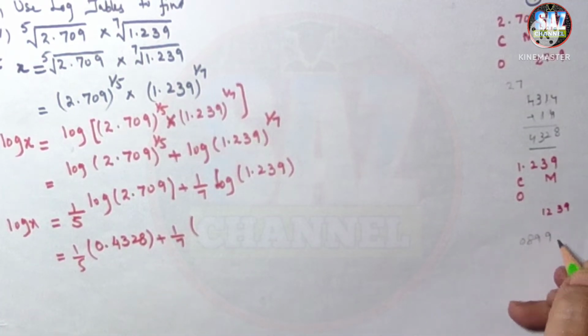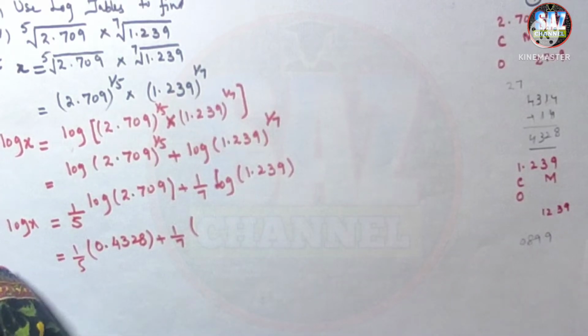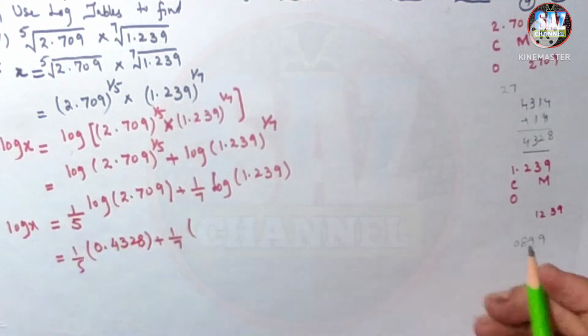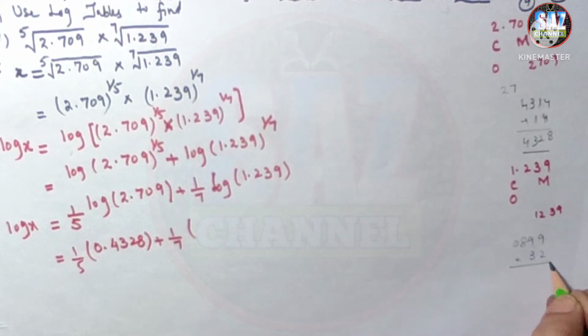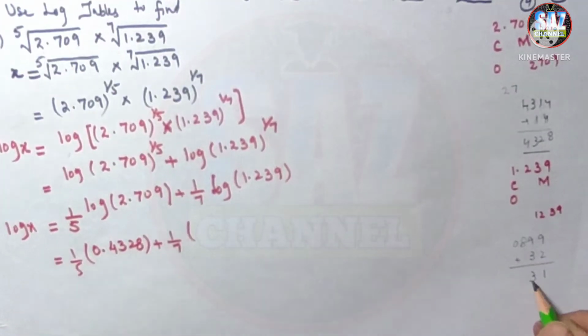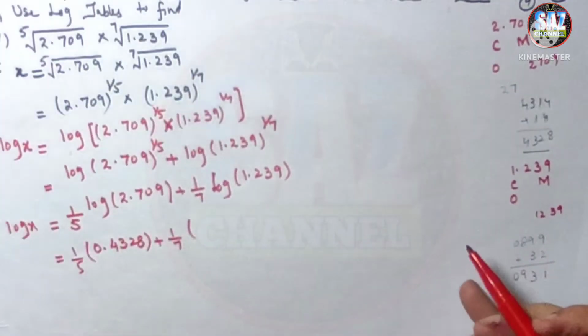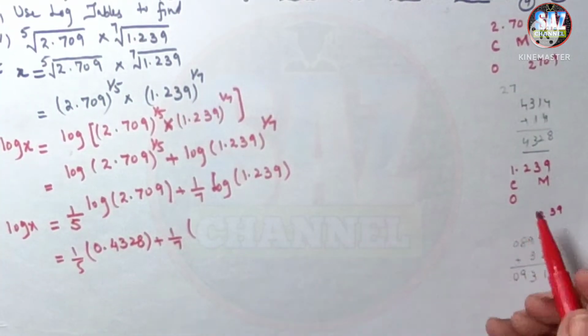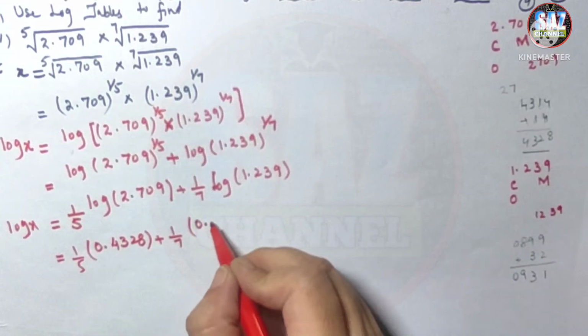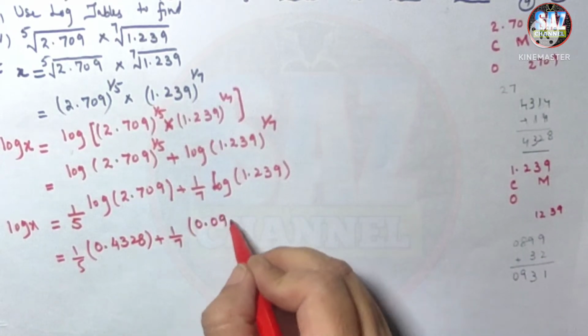0899, and then I have to move in what column, students? In the difference column 9, that is giving me 32, and then I have to add it up. 9 and 2 is 11, 9 and 3 is 12, and 1 is 13, 8 and 1 is 9, and 0931. Okay, now the characteristic of this number is 0, so it is 0.0931. I hope you are really clear about this.